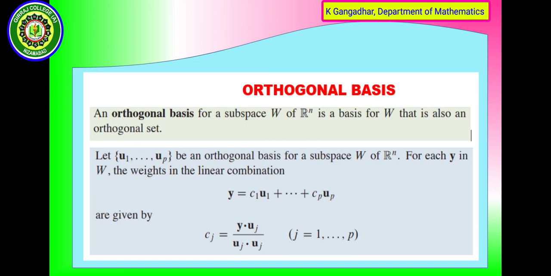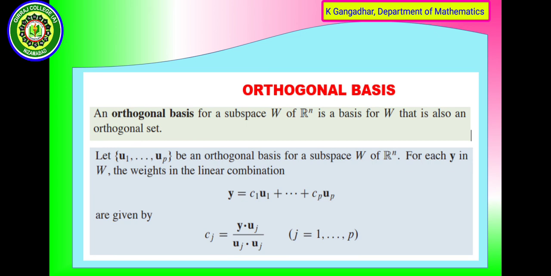So now the definition of orthogonal basis. An orthogonal basis for a subspace W of R to the power n is a basis for W that is also an orthogonal set. So if an orthogonal set is a basis for the vector space, then we say that it is an orthogonal basis.